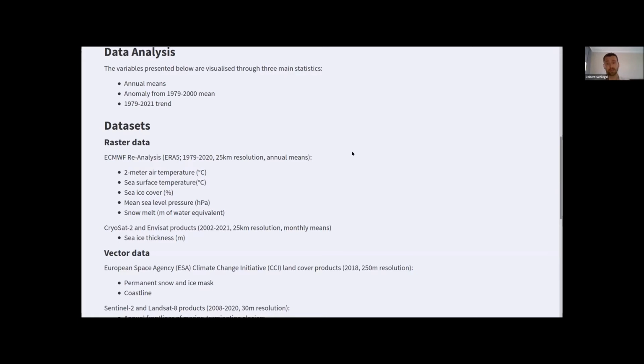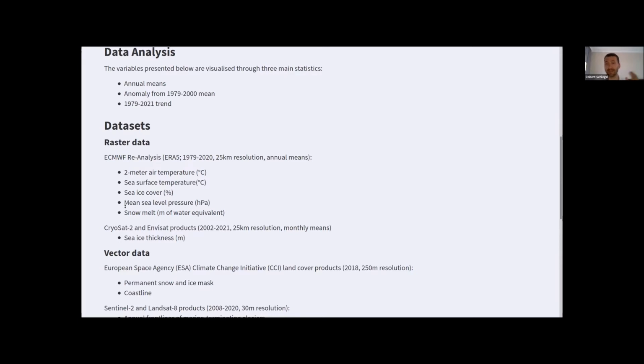We wanted to create something more for stakeholders, not necessarily scientists, certainly not physical scientists, who would want to know the annual averages, the anomalies, and the long-term trends in some important physical variables around Svalbard, the Svalbard archipelago. We basically just relied on the ERA5 product. From that, we took air temperature, sea surface temperature, sea ice cover, and mean sea level pressure. Snowmelt did not make it into the final version.